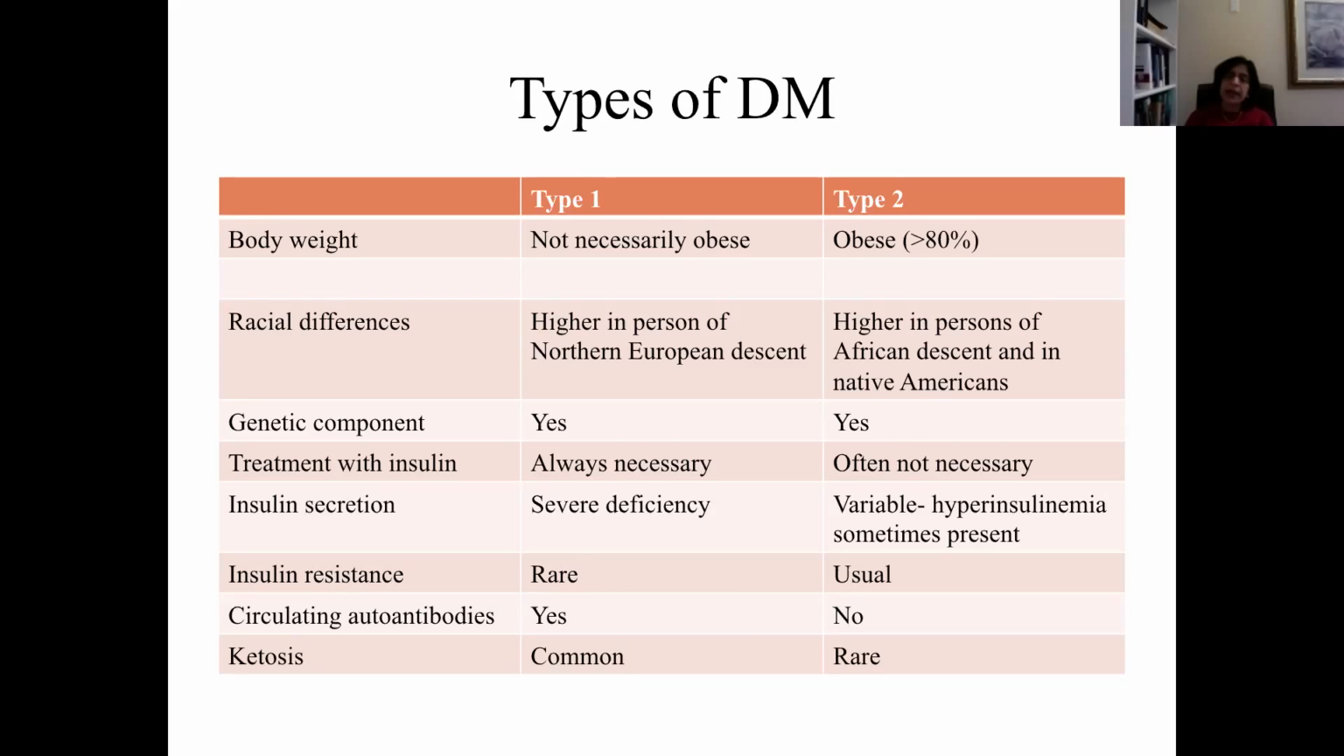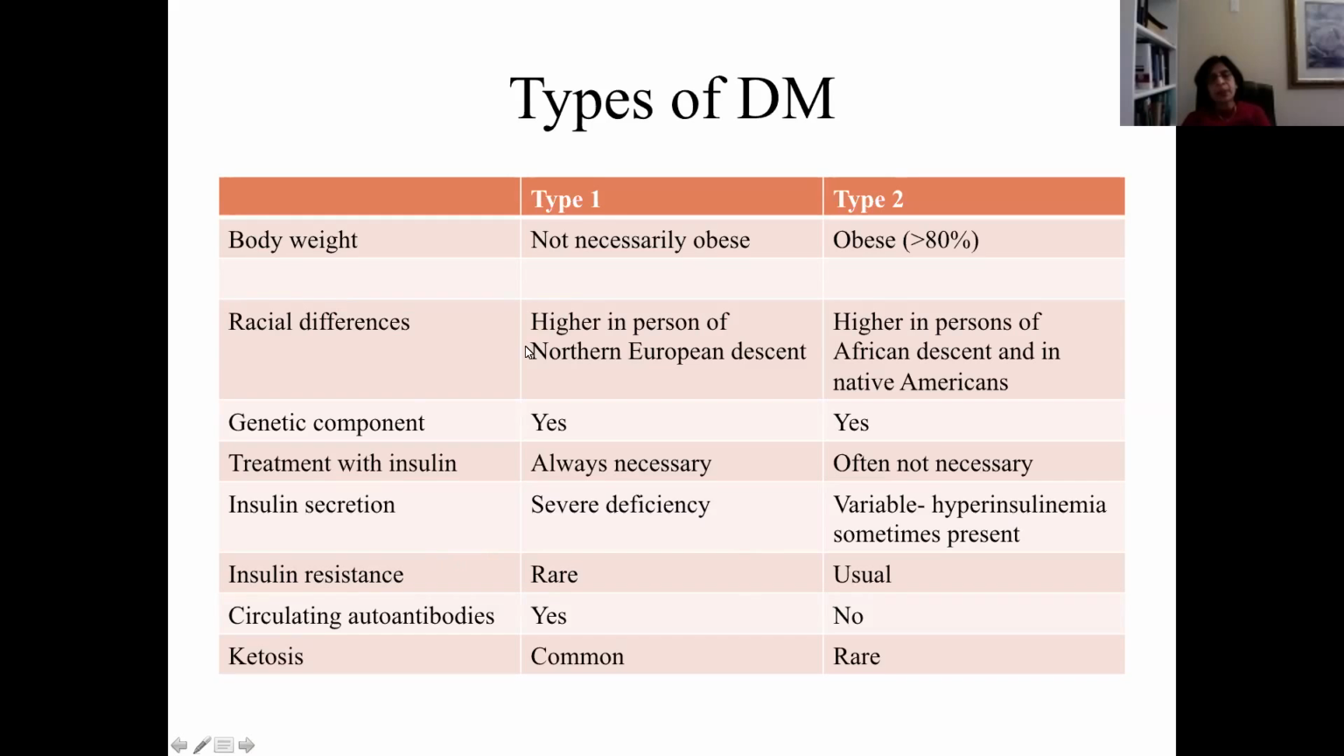Type 1 is where you depend on insulin. Type 2 depends on what state of the disease they're in. We will look at different states in type 2. There may be too much insulin, there may be very little insulin. So the situation changes. And depending upon the condition, you may or may not use insulin.